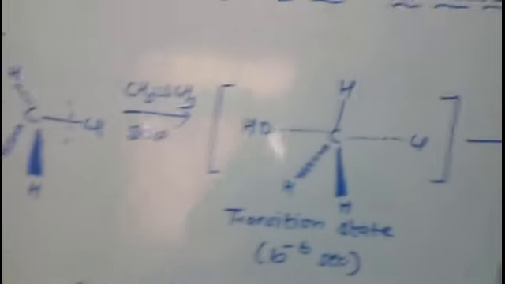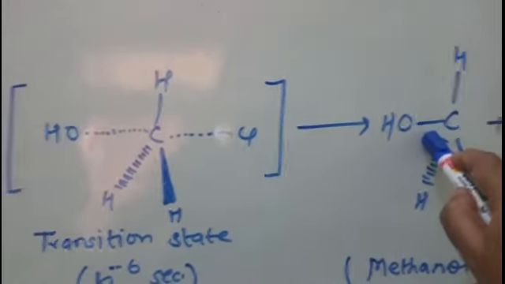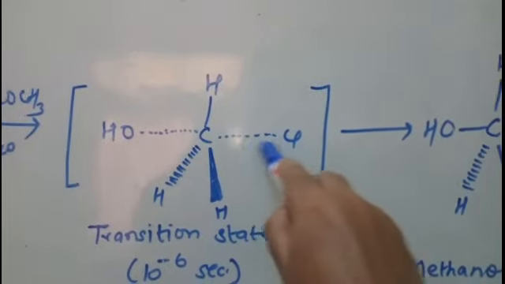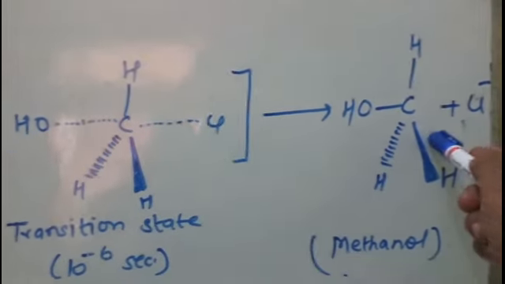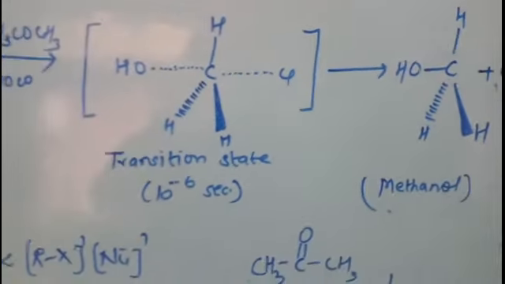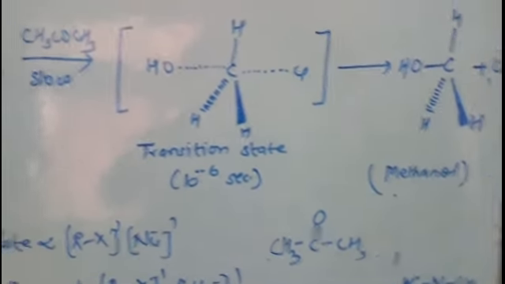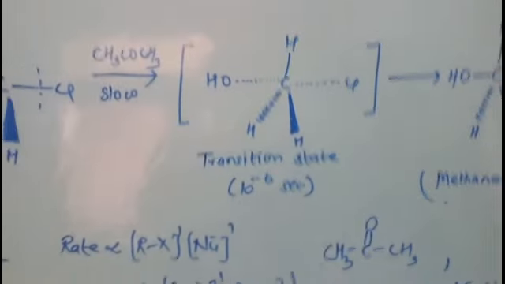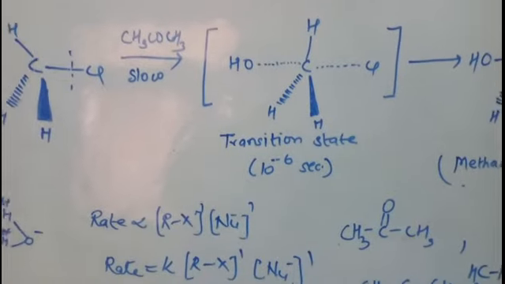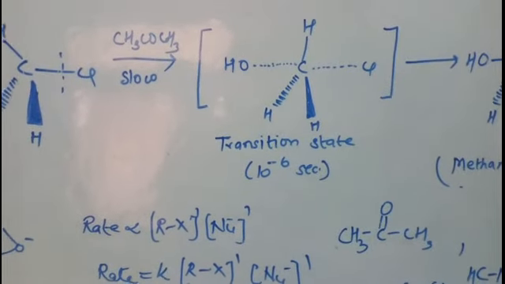Why is it exothermic? Since this C-O bond is stronger than the C-X bond. Hence energy will be released in this case, and when the process is exothermic, it is always favored at low temperature. So this reaction, like SN1, will be favored at low temperature.